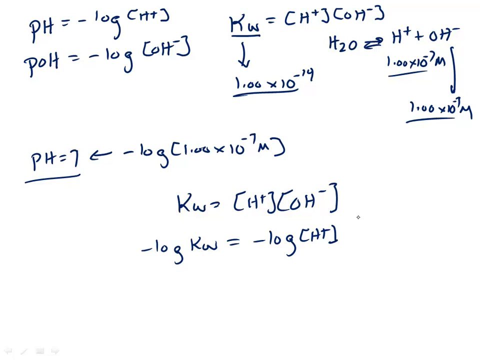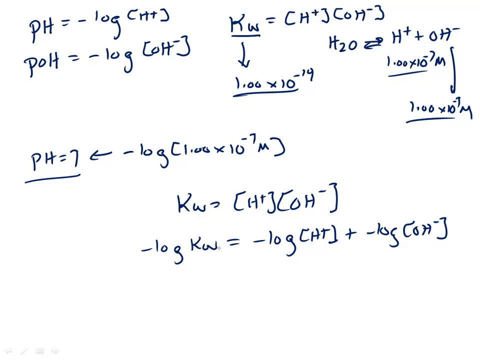Now, when we take logs, we have two terms here we're multiplying. When we convert this to logarithmic form, what do we do to this multiplication? What does it become? Yeah, it becomes addition, right? So we would have plus the negative log of the hydroxide ion concentration.